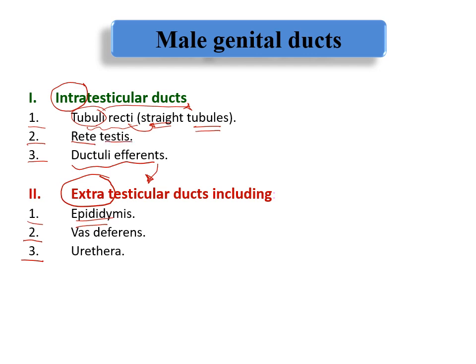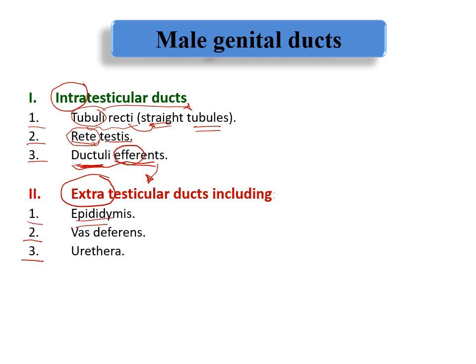Rete testis means reticulum, the reticulum that is present inside the testis. Whereas ductus efferens means the duct that exits. Efferent means exit. The duct that exits the testis.